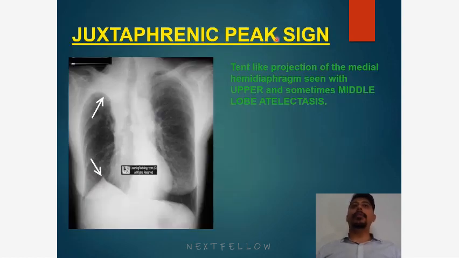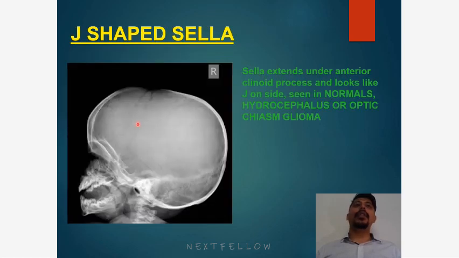Juxtaphrenic peak sign. It is a tent-like projection seen in the medial hemidiaphragm with upper and sometimes middle lobe atelectasis. So we can appreciate upper lobe atelectasis here. It can also be seen in middle lobe atelectasis.